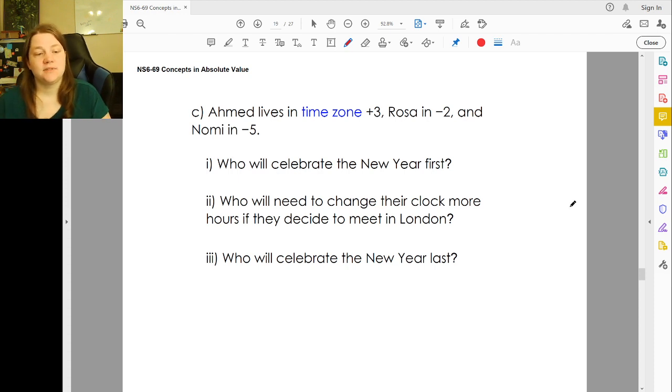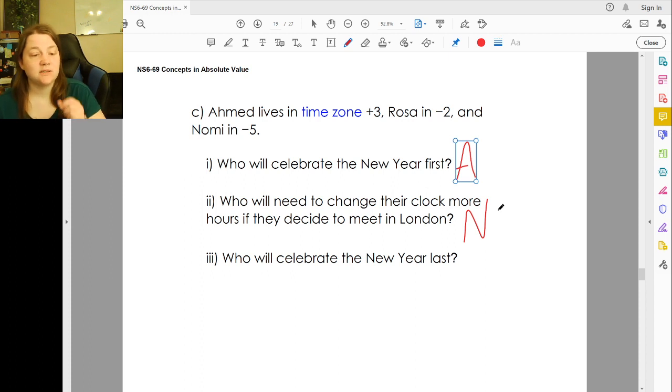Let's say Ahmed lives in time zone +3, Rosa in -2, and Nami in -5. Who's going to celebrate New Year's first? Well, Ahmed is definitely the furthest forward, the biggest positive time zone, so it's going to be Ahmed. Who will need to change their clock more if they decide to meet in London? Well, that's going to be Nami, because Nami is furthest away from London. It's 5 steps away from London instead of 3 or 2. Nami will also celebrate New Year's last.